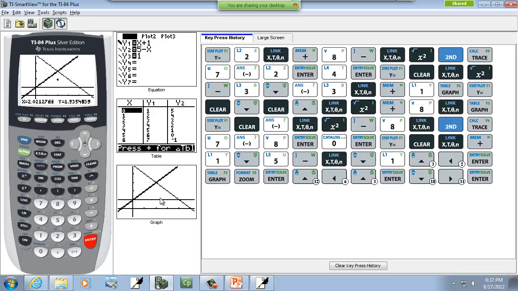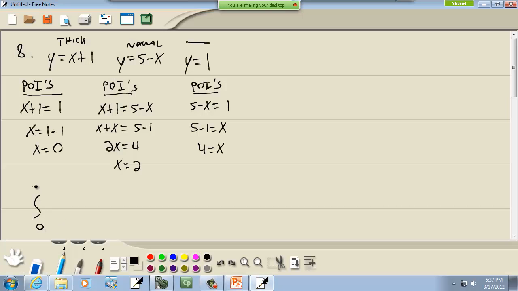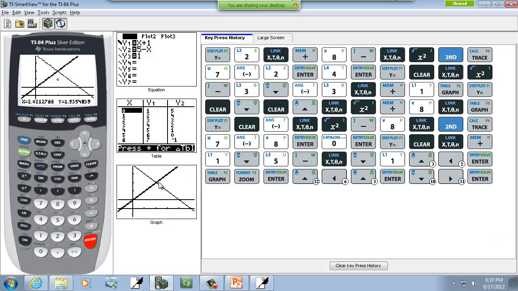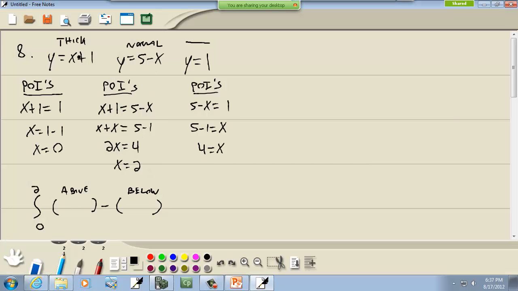So I'll go from 0 to 2. And again, we want our above and our below. Well, the above is the thick line from 0 to 2. Thick line was the x plus 1. And of course, the one that's below is the y is equal to 1, dx.